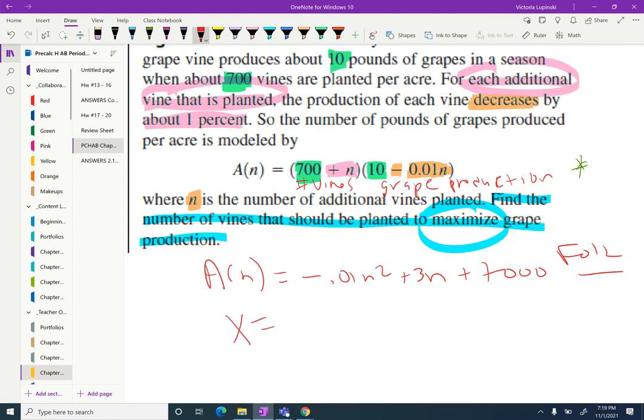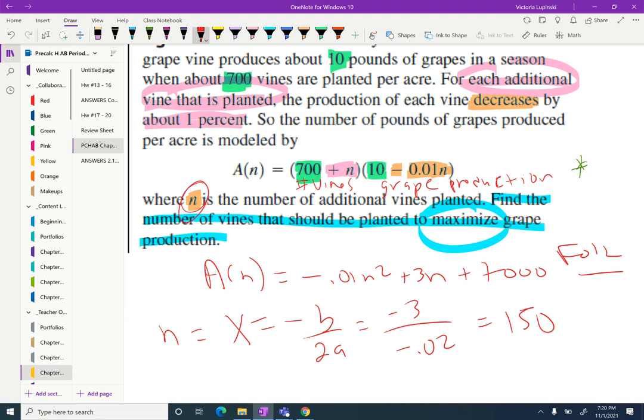In order to solve for the vertex, you would do negative b over 2a. I guess in this case, it's actually n equals. So that would be negative 3 over negative 0.02, because 2 times negative 0.01. And if you went ahead and did, sorry, I was grabbing my calculator here. I'm just doing this from memory because I don't have my answer sheet. So negative 3 divided by negative 0.02, you would get that n is 150.